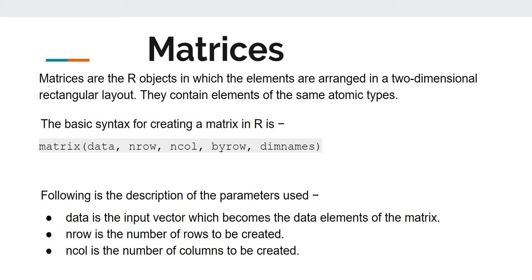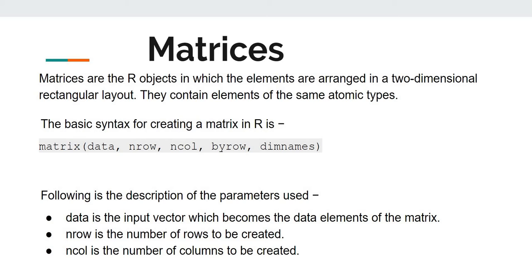This is the 7th video of the series on the R programming language, and in this video we will talk about the data type matrices. We can say a matrix is a special type of vector which is two-dimensional. It is a type of vector having rows as well as columns. As these are a special type of vector, they contain elements of the same atomic type.